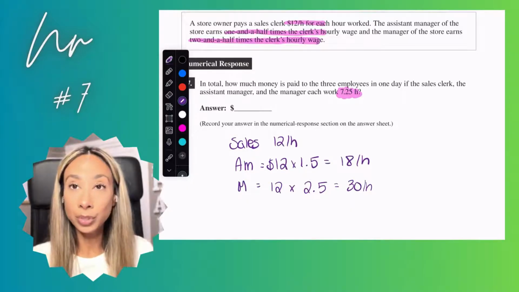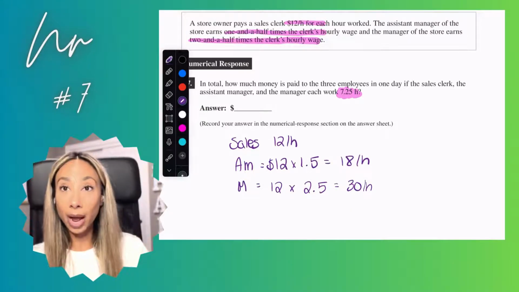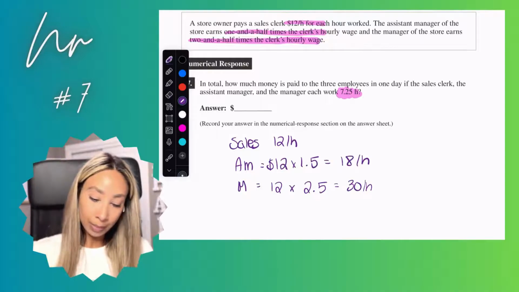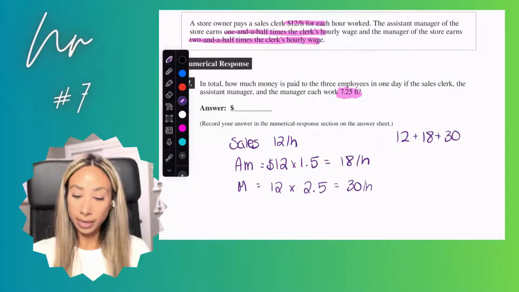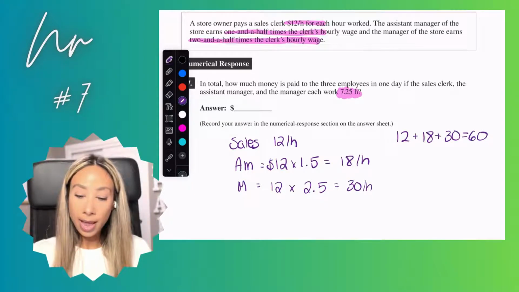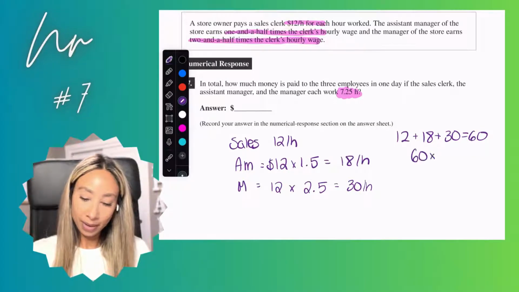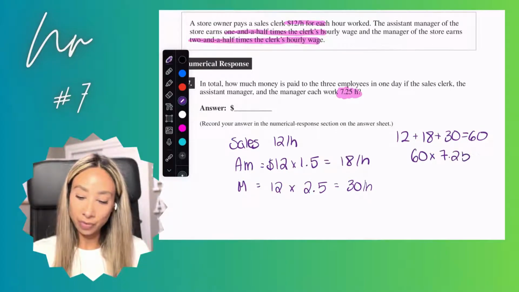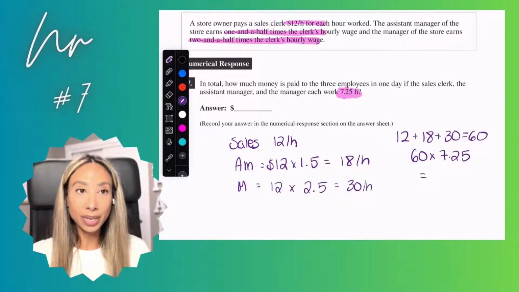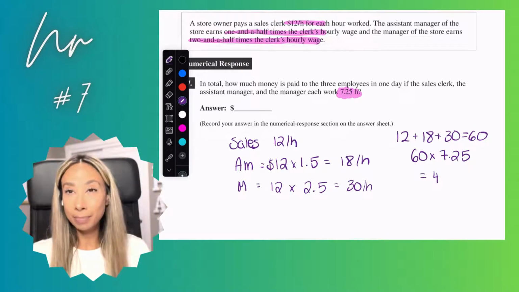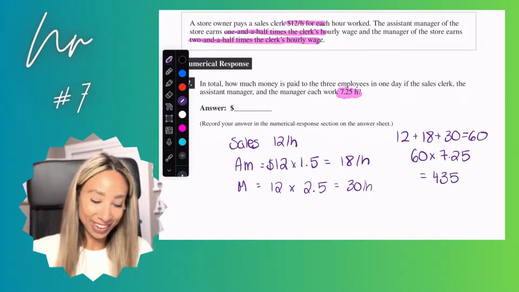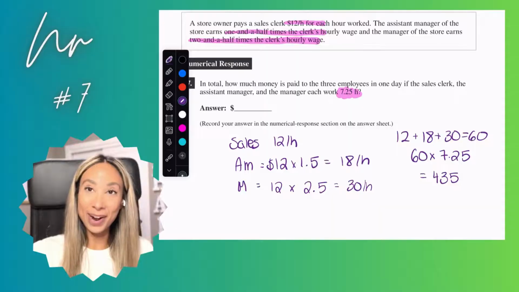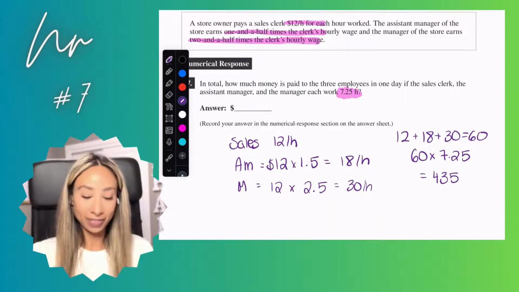Now, what we want to do is add that together to figure out how much money they each earn per 1 hour. So that's going to be 12 plus 18 plus 30. That's going to equal our 60. Now that's per 1 hour. We're going to go 60 times 7.25. That's going to leave us with a total of $435. I'm assuming this is before taxes.